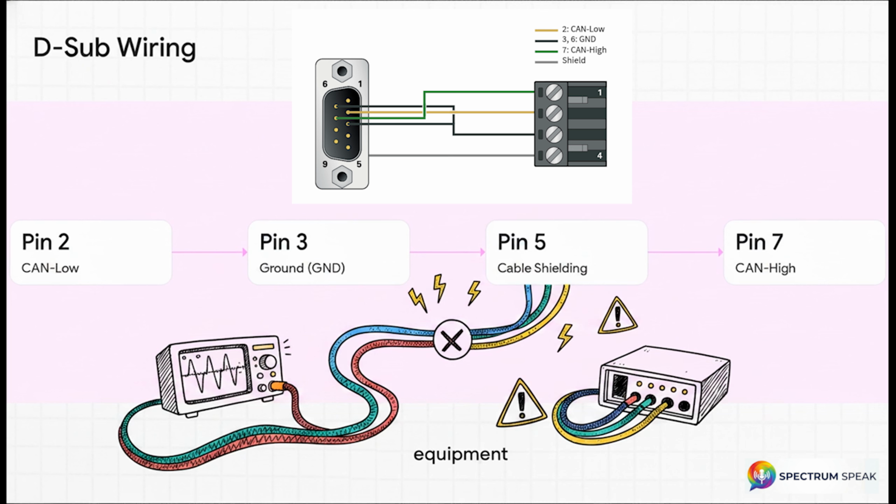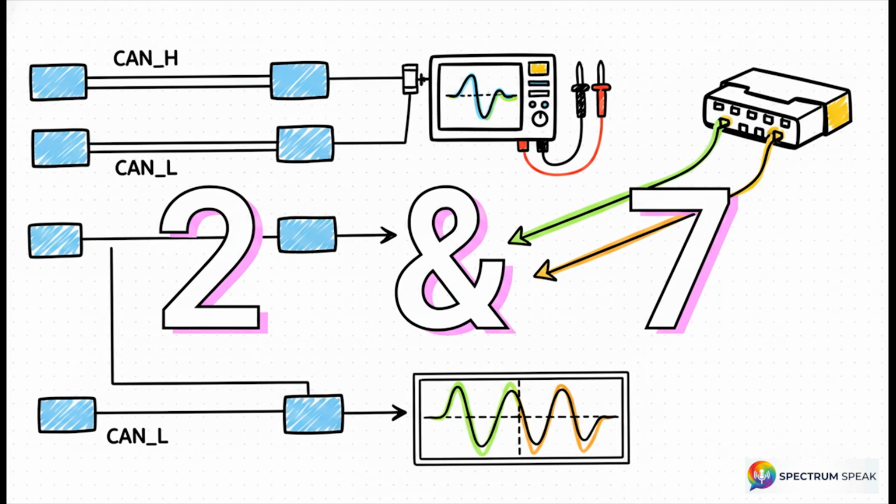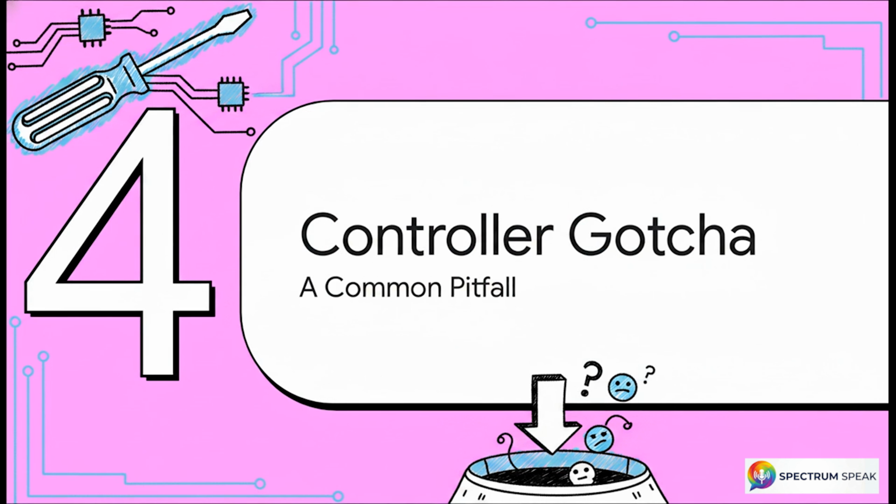You absolutely have to get this right, otherwise you won't read any data at all, and you could actually fry some pretty sensitive equipment. So the ultimate takeaway for your physical setup is simply this. The crucial differential voltage signaling, which is the actual communication happening on the bus, happens exclusively across pins 2 and 7. If you're ever probing around for life on a CAN bus, those are the two pins you care about the most.